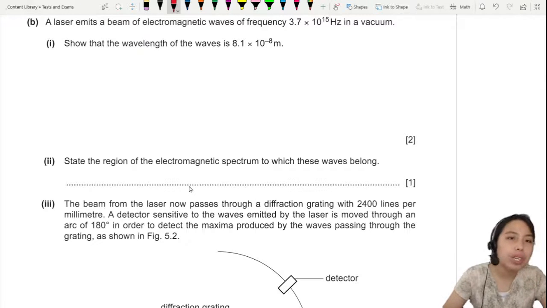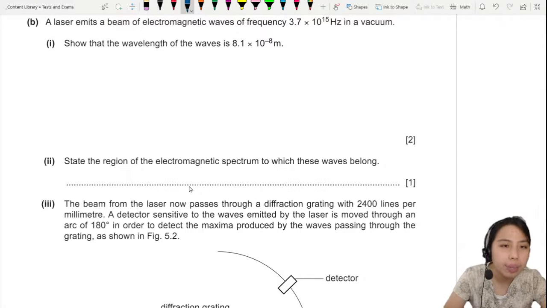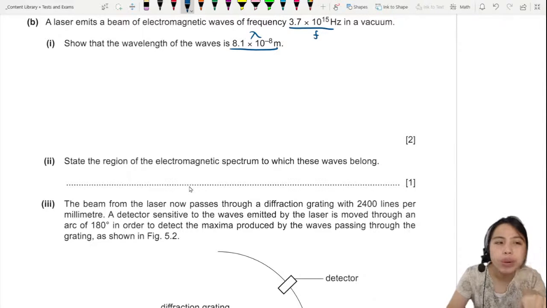Now we change the story. We're looking at the laser beam now. We have an electromagnetic wave of certain frequency in a vacuum. Show that the wavelength is this. So you see the lambda, you see the f? We need an equation that has f and lambda. So that's going to be v equals f lambda. What is the speed of an electromagnetic wave though?